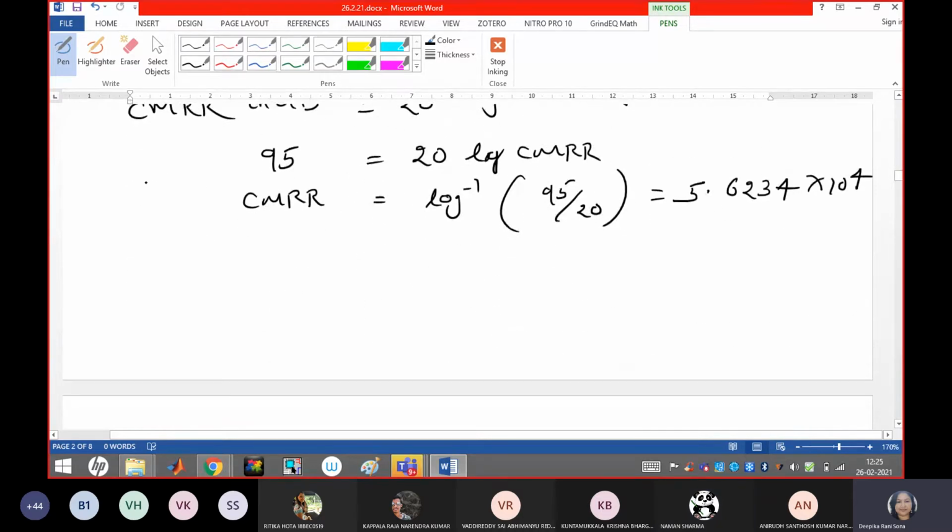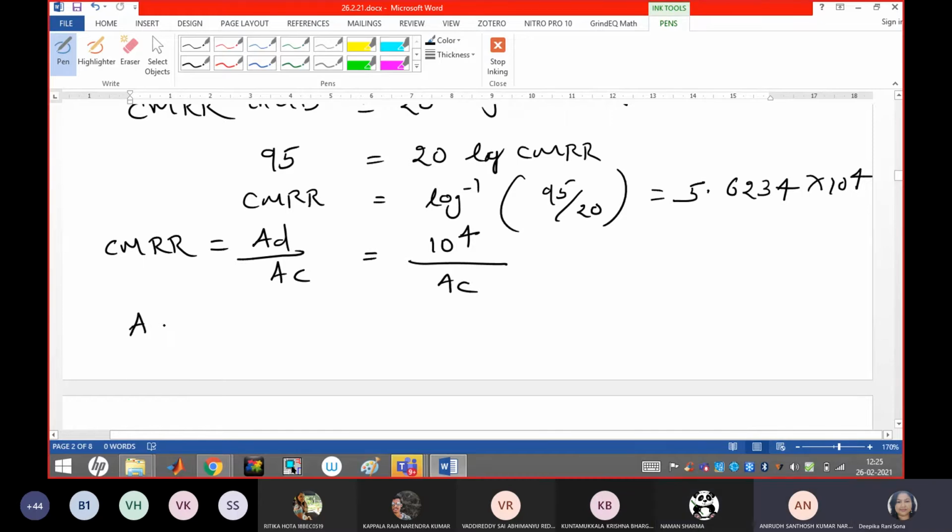Now we have the data, guys. So we know that CMRR equals AD by AC. AD is how much? 10 to the 4. AC is known or unknown? Unknown. So what will be the value of AC? 10 to the 4 by CMRR. So what should be the value?